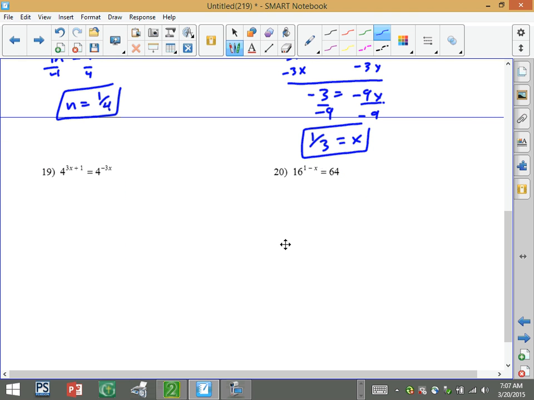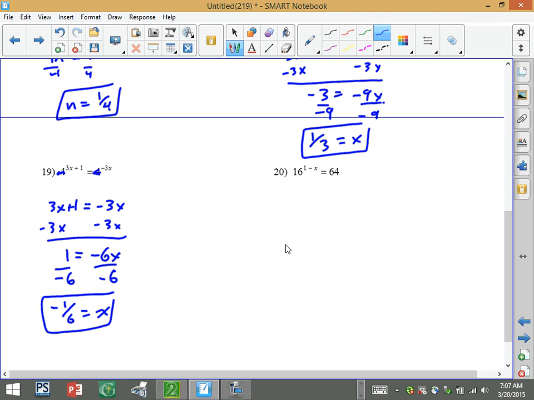2 more problems here. Number 19 is already set up for us. We already have the same base. So we can pretty much ignore the 4's. Just do 3x plus 1 equals negative 3x. So subtract 3x from both sides. We get 1 equals negative 6x. Divide both sides by negative 6. So negative 1/6 equals x.